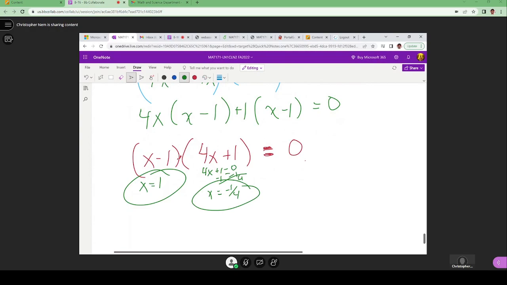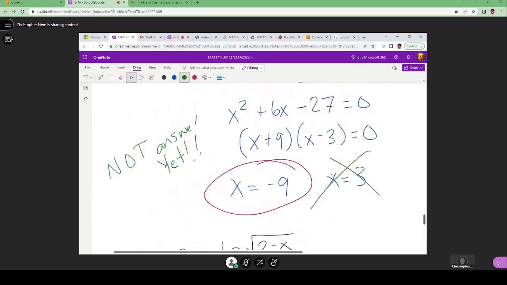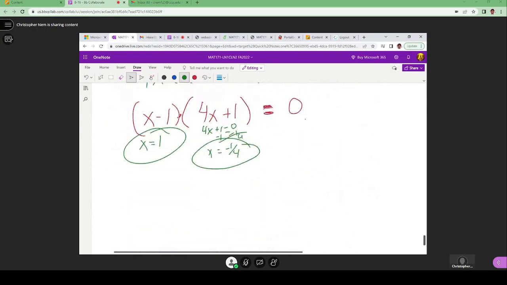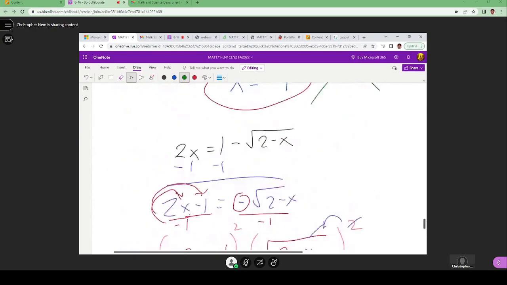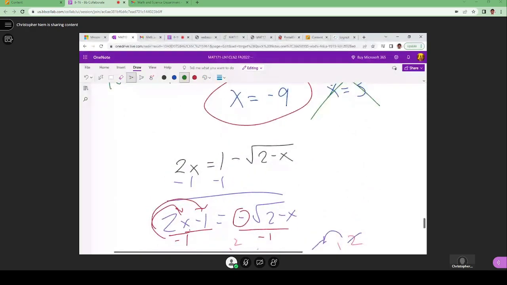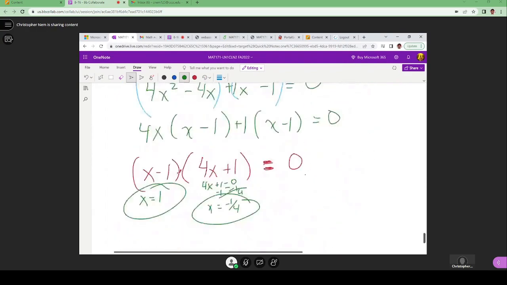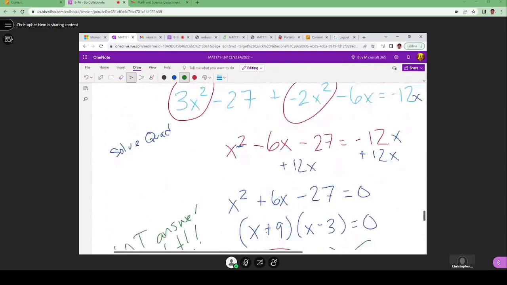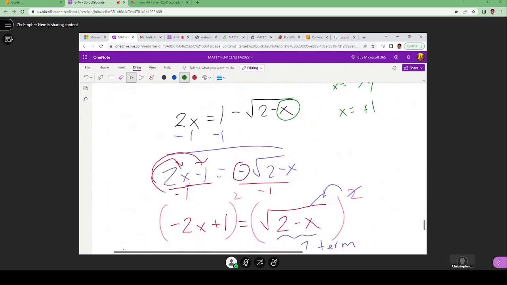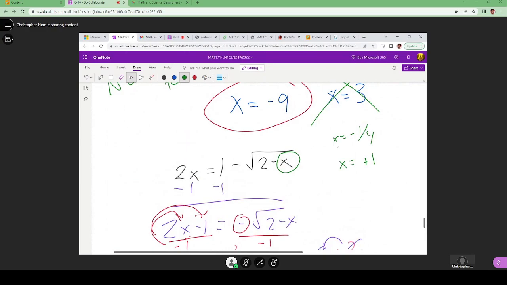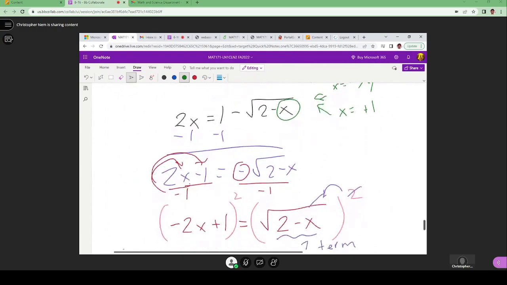But the only thing you have left to do now is check the domain. In particular, your answers are 1 and negative 1/4. If I were to plug them back in, would I get a negative value? Would I mess up my domain for the square root? So I have x equals negative 1/4 and x equals positive 1. If I plug any of these answers in, you can verify that your domain will work. So in this case, your solution is both your answers.